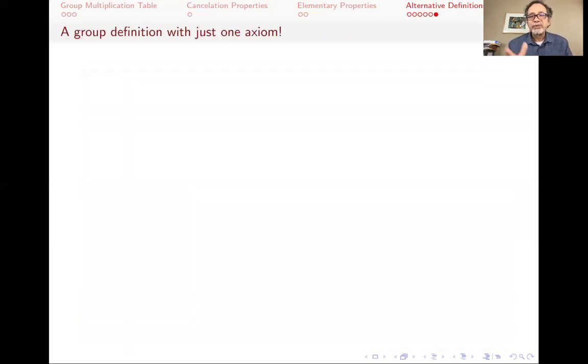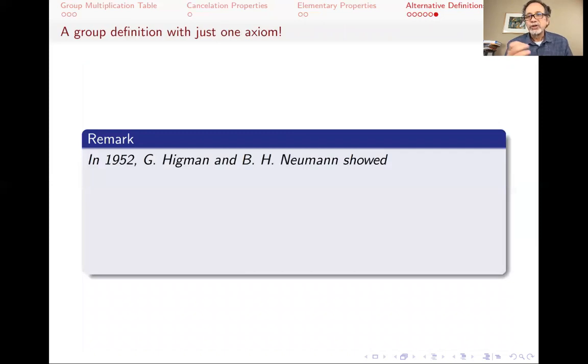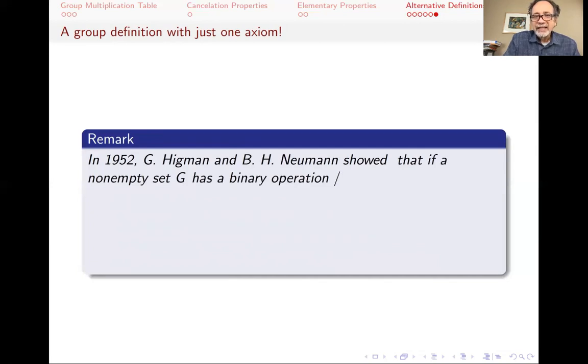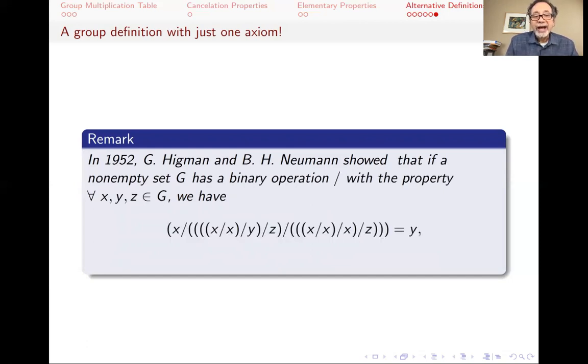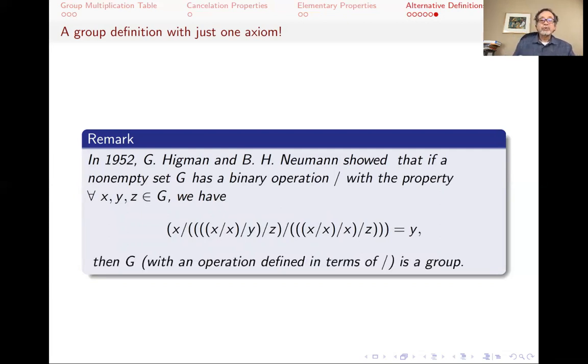I'm almost done. I'm just going to give you a remark that I'm definitely not going to prove. This is a cute little thing, a little puzzle that logicians are actually interested in. Two mathematicians, Higman and Neumann, in the 1950s showed the following. They showed that if you have a non-empty set and you have a binary operation called slash, and you know that for all elements X, Y, and Z in your set, you have the following weird condition, then G is a group. Not a group with this operation, but with some other operation that you define in terms of this slash. But the point is that G will be a group. And the point of this is to show that you could define groups using just one axiom.